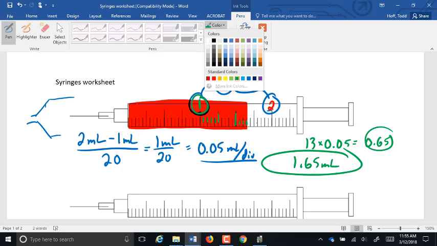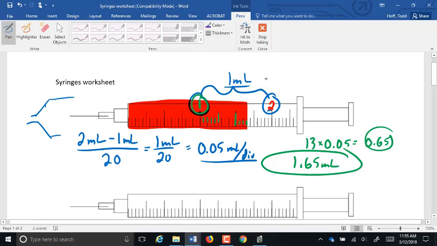Now, some of you, as you get good at this, may learn shortcuts. You might be able to look at this and say, hey, that's right in the middle. That is 0.5 milliliters there. So then you can count up. 0.5, I would read it as 50 hundredths, 55, 60, 65. So you don't necessarily have to do out the math if you get good with the scales.